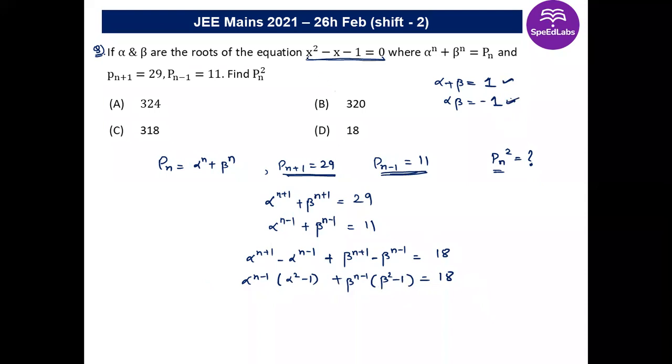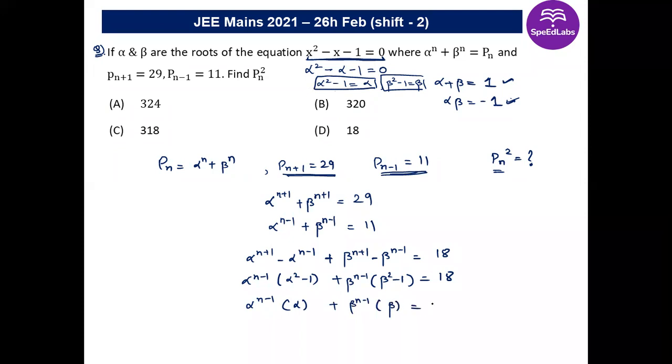For this again, guys, we will use that if alpha and beta are roots of this equation, then they will satisfy it. So from here, can you see, alpha square minus alpha minus 1 should be equal to 0, and so alpha square minus 1 equals alpha. In the same manner, beta square minus 1 will also equal beta, and this value we can put over here. So this will become alpha to the power n minus 1 into alpha plus beta to the power n minus 1 into beta equals 18.